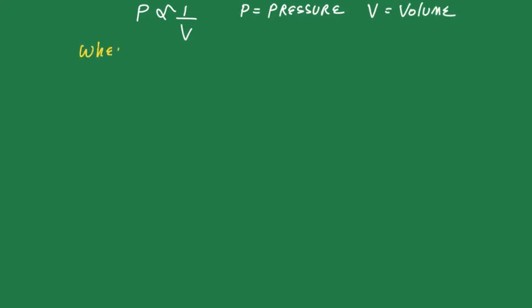Before we go into the events that make up a single heartbeat, we need to look at the relationship between volume and pressure, which is basically Boyle's law. Pressure and volume are inversely proportional to each other. P is pressure here and V is volume. When volume increases, pressure decreases. That's what this formula means. When volume decreases, pressure increases. That's what we mean by inversely proportional.